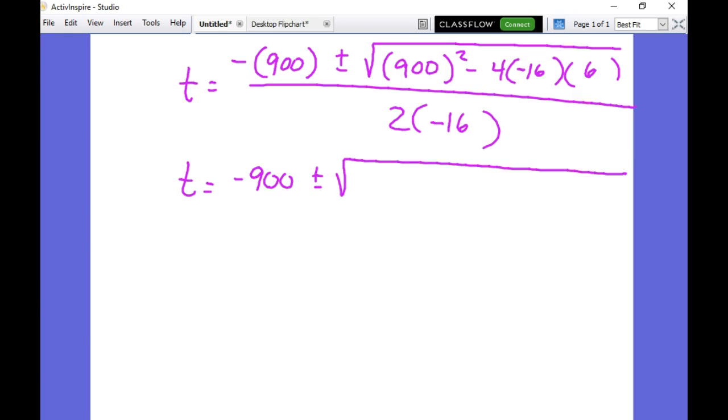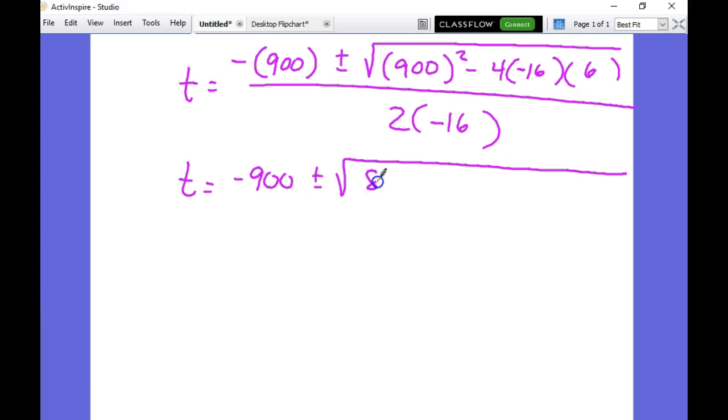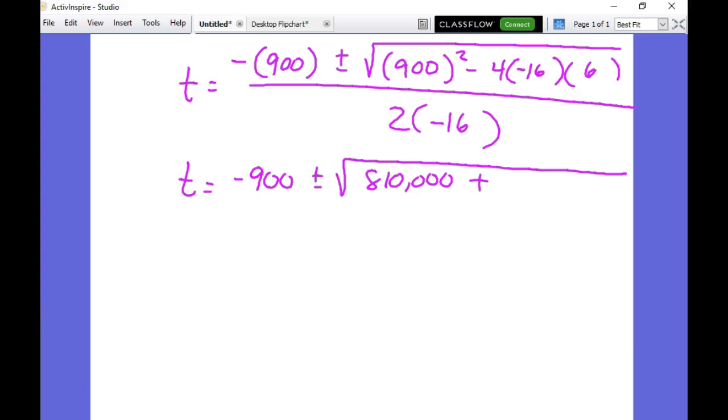Okay. So what is 900 to the second power? $810,000. This is going to become plus because of the double negatives. So we have 4 times 16 times 6, and that's 384. Bottom's going to be negative 32.